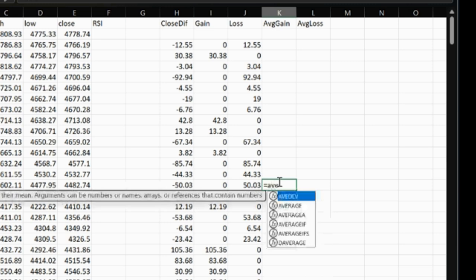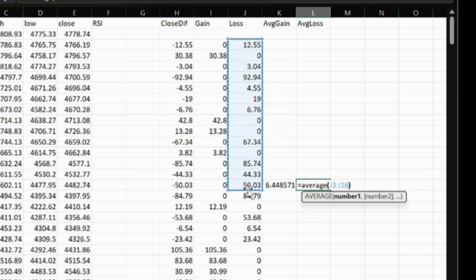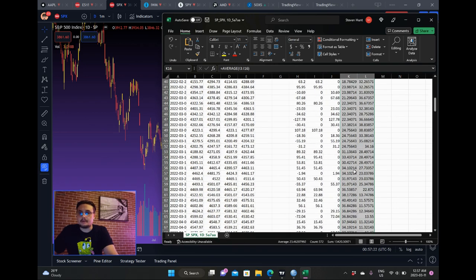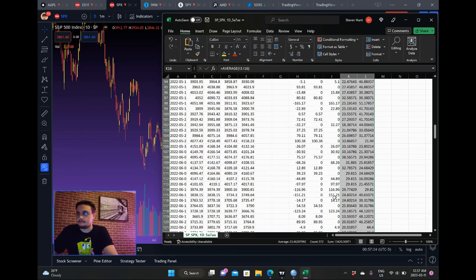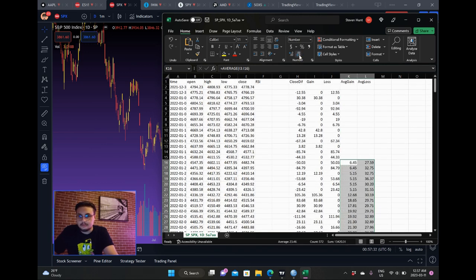So then we're going to use the average function. So average, and we're going to do this. And then we're going to use the average function again. And then we're going to do this. And we're going to drag that down. And it's going to automatically calculate the 14-day average for each day period, okay? And then as a personal preference, I like just to reduce the decimal places to 2 decimal places. And there we go.